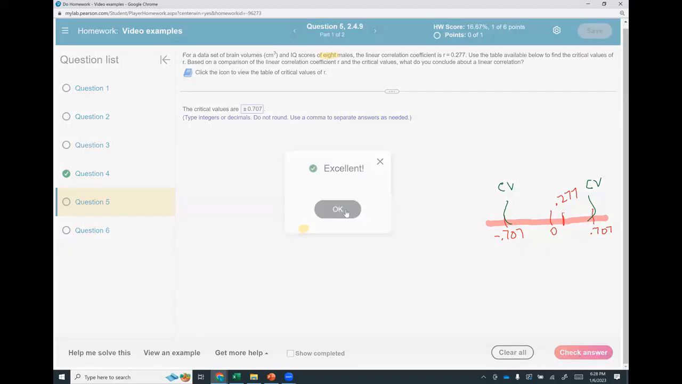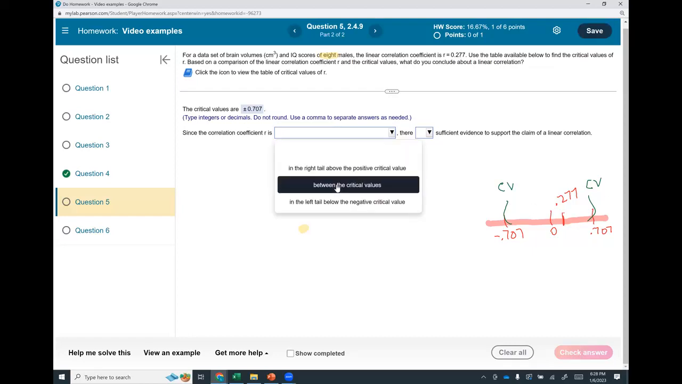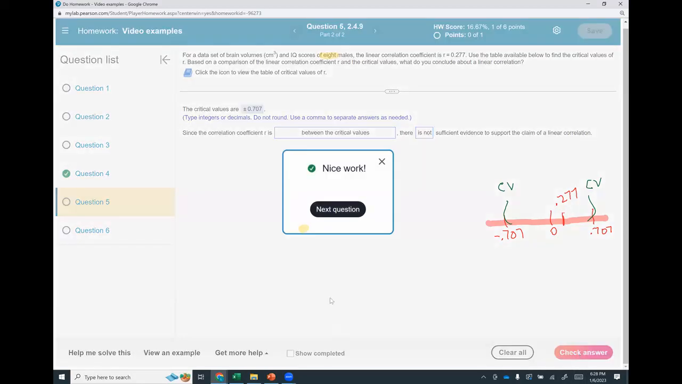And that's perfect. All right, since the correlation coefficient R, so we know that's 0.277 and we put it on our graph, is between the critical values, there is not sufficient evidence to support the claim of a linear correlation. Remember, no correlation between the two values. And there we have it, okay?